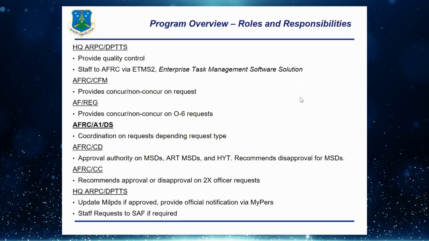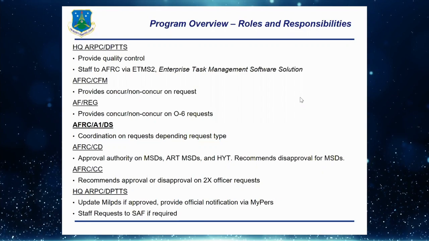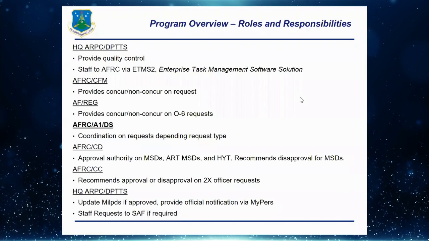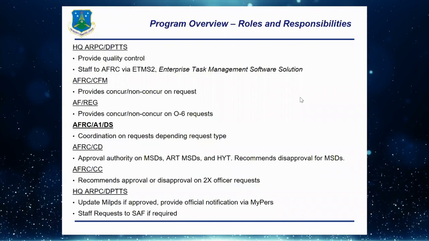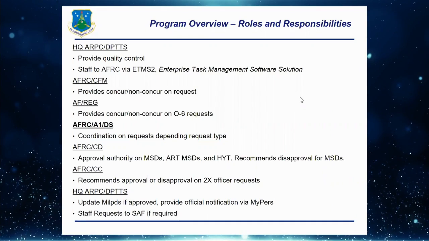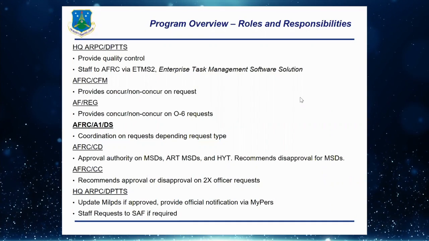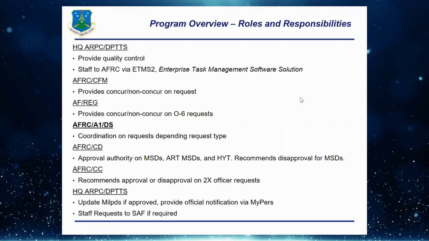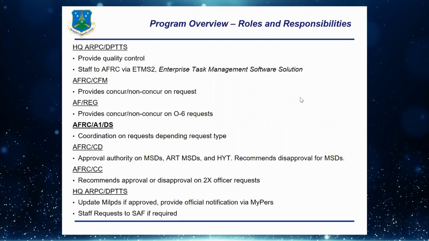Another thing I want to mention is it takes an average of about 30 days from when it leaves ARPC to AFRIC. It takes about 30 days to get approval. For it to get forwarded to SAF, it takes another 30 days, 30 to 45 days, as we've seen. So that's one thing you might want to jot down.